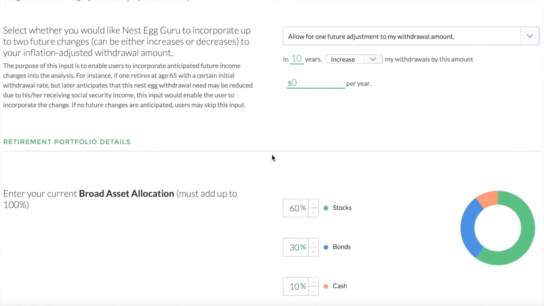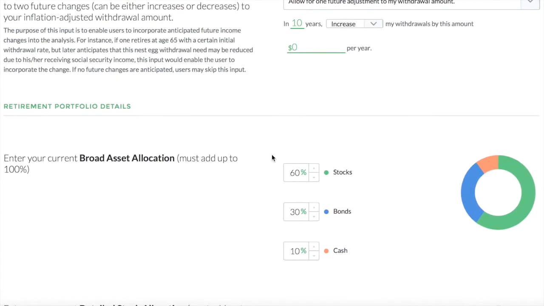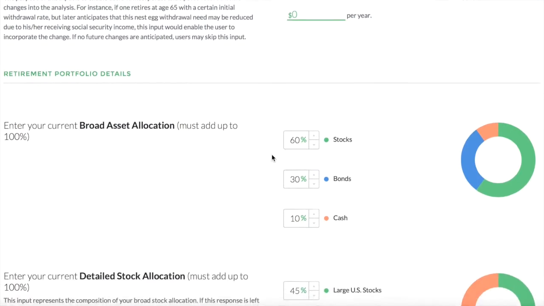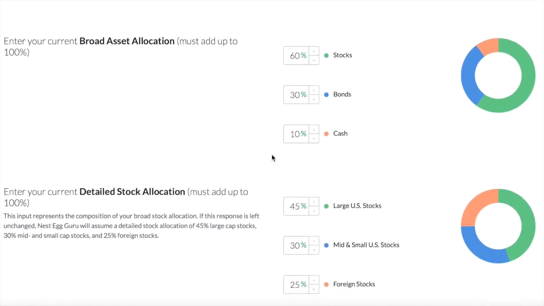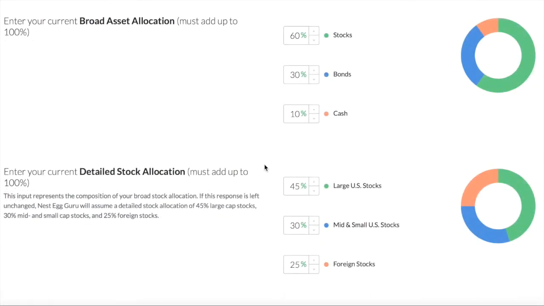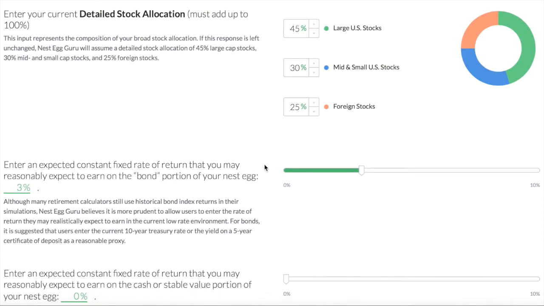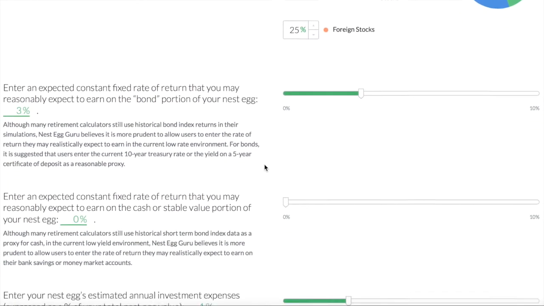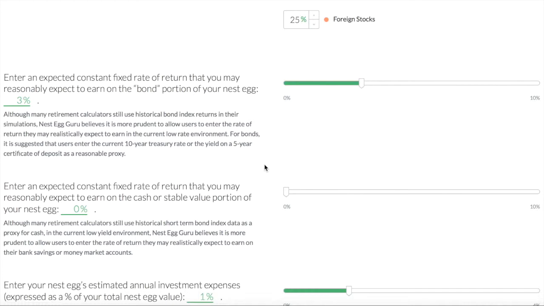We will assume a classic allocation at retirement of 60% stocks, 30% bonds, and 10% cash. For the stock portion, we will keep the default allocation for large cap, small cap, and foreign equities. At this point, it is important to point out that Nest Egg Guru is one of the only apps that allows users to account for the current historic low interest rate environment. For bonds, we are going to assume a 3% annual fixed rate of return similar to what could be obtained today from intermediate term corporate bonds or CDs. For cash, we will assume a 0% yield.